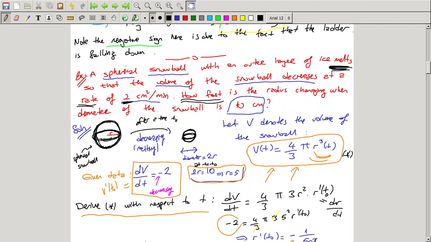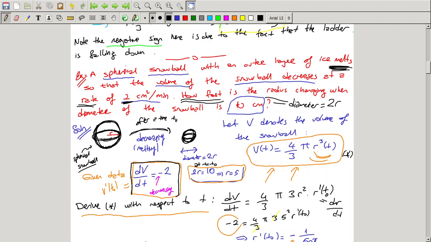Another trick here is the following: 10 is given as a diameter, so the diameter means 2r. It is equal to 2r, the whole distance from one side to the other side, the biggest distance. So then r will be 5. So this spherical snowball is decreasing, getting smaller as it is melting, so r is equal to 5. What is given is dv over dt equal to minus 2.